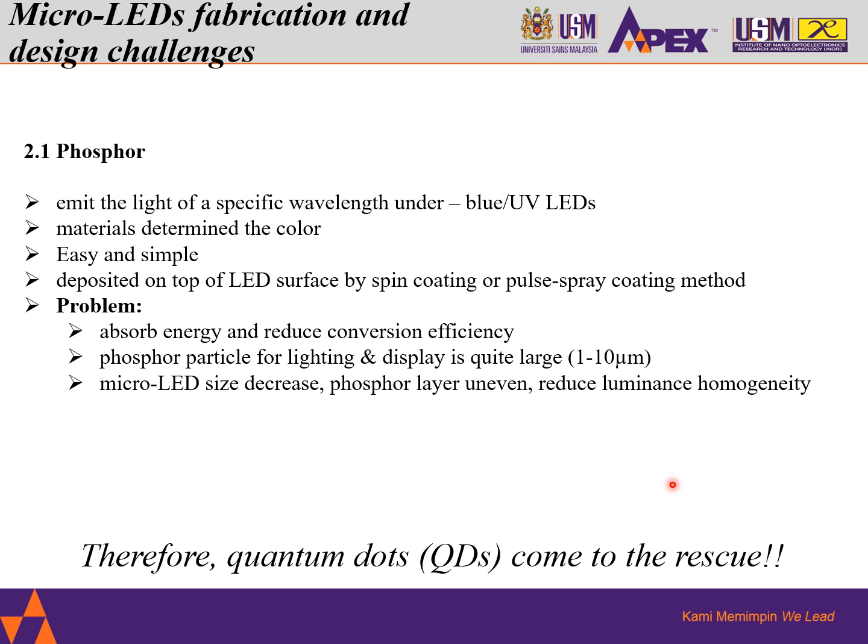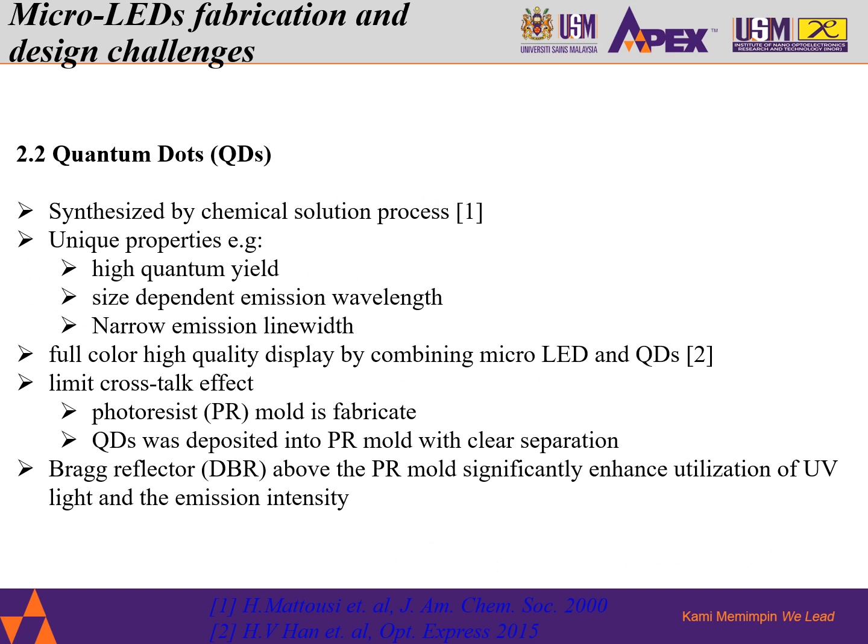As the size of micro LED decreases, the phosphor layer becomes uneven. The homogeneity becomes very bad, and it also reduces the luminance homogeneity. Therefore, the good option is quantum dots. Quantum dots can be synthesized by a chemical solution process, and have unique properties such as high quantum yield, size-dependent emission wavelength, and also narrow emission line width.